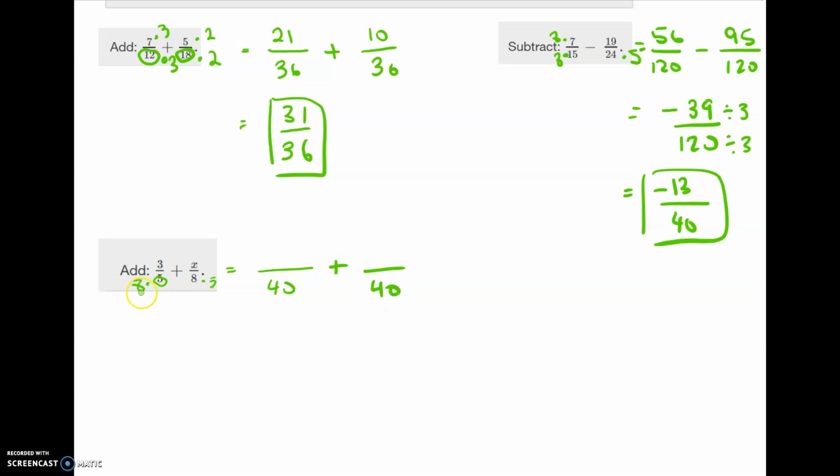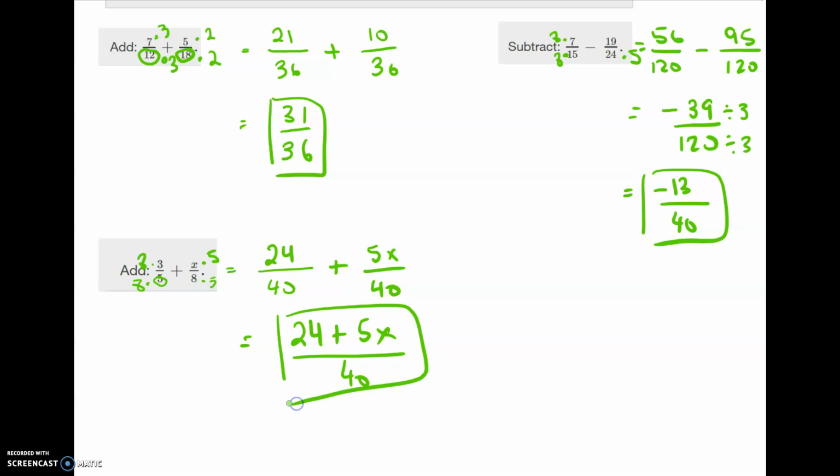So if I multiply the 5 by 8, that means I need to multiply the 3 by 8, which is 24. And I would need to multiply x by 5 as well, so that would give us 5x, and then we add the numerators together, so 24 plus 5x. I really can't combine those because one of them has an x and the other one doesn't, over 40. And that's about it. That's really all we can do here. So that's how we would leave it.